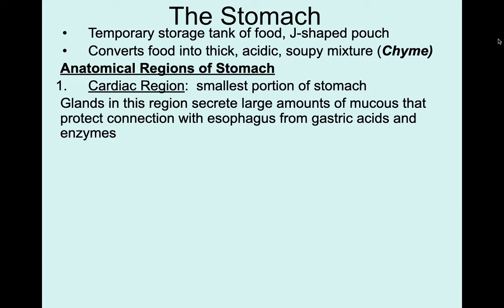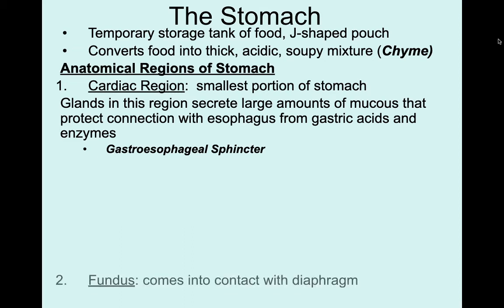Remember, mucus is a buffer. It helps to neutralize the pH of that stomach acid. And then again, remember, right there at that cardiac region is also where the gastroesophageal sphincter is. It opens up to allow the food to come from the esophagus into the stomach, and then closes to prevent the acidic materials in the stomach from backflowing up into the esophagus.